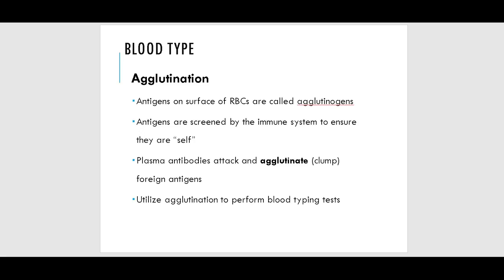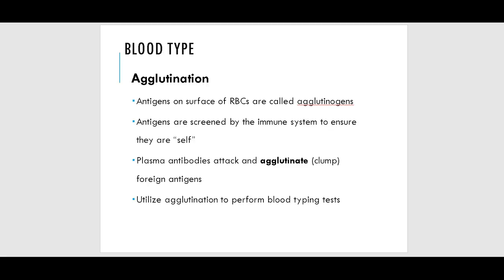So agglutination just refers to a clumping of the blood. Agglutination can happen whenever an antigen and antibody meet up. We have these antigens on the surface of our red blood cells, and we can say that these antigens are agglutinogens. These antigens are continuously screened by the immune system to ensure that they're safe. Our immune system is checking all of these antigens on the red blood cells to make sure that the red blood cells are in fact our red blood cells.